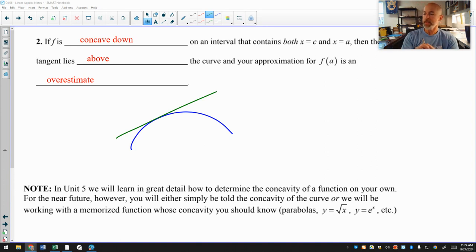Okay, so what I was saying, we will eventually learn how to, in detail, determine the concavity of a function that maybe you don't already know. However, for now, since we haven't gotten into concavity in great detail, I'm only going to ask you about the concavity of functions that you should know already, just basic functions like parabolas, the square root of x, e to the x. Or I'll provide the graph, or I'll just outright tell you the function is concave up on this interval. Is this an overestimate or an underestimate? And so we'll do that.